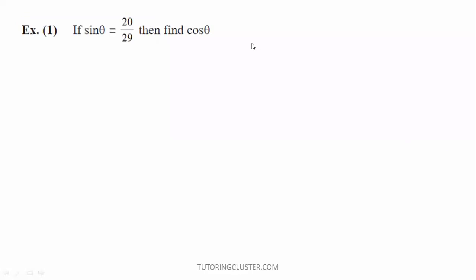So the first example is: if sine theta is equal to 20 upon 29, then find cos theta. Let us solve these examples step by step. What is given? Sine theta is equal to 20 upon 29. What they have asked? Cos theta. Now we know the first trigonometric identity, that is sine square theta plus cos square theta is equal to 1.